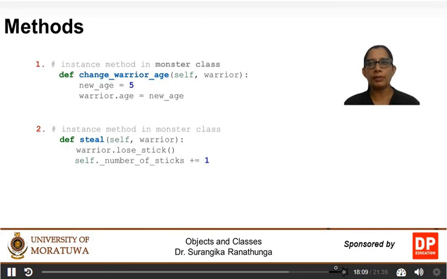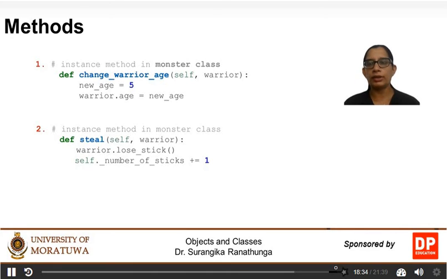Note that method parameters are passed by reference. For example, in this first instance method, we receive a warrior object as the parameter. When you set its age, the value of this age attribute of this warrior object will be visible to every other place that uses the same warrior object.